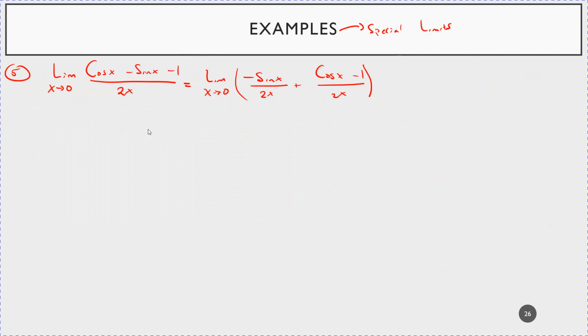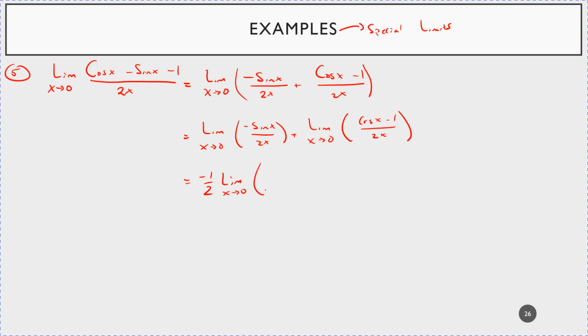So here's what I'm going to do. I'm going to break this up as two different limits. Limit as x goes to 0 of sine of x over 2x plus the limit as x goes to 0 of cosine of x minus 1 over 2x. Well, look, let me factor out negative 1/2 here. So minus 1/2, this becomes the limit as x goes to 0. When I factor out a negative 1/2, look what I'm left with: sine of x over x. That's great. That's awesome.